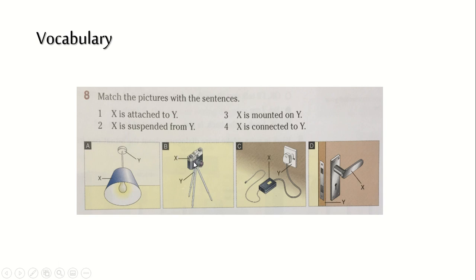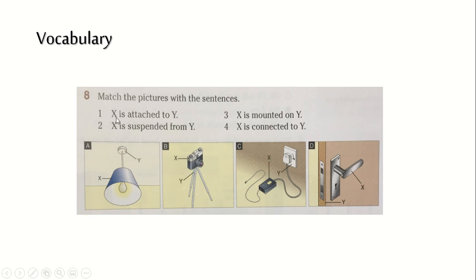Here, B, we have X, a camera, and Y, a tripod. C, we have this adapter, X, and Y, the switch or the mains electricity in the wall. And finally, in picture D, we have X, the handle, and Y, the door.